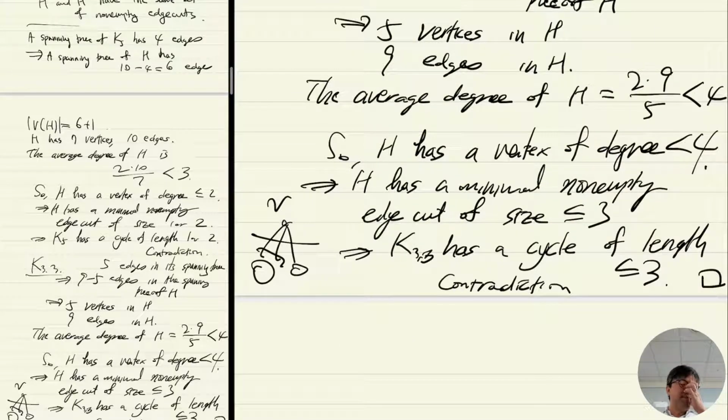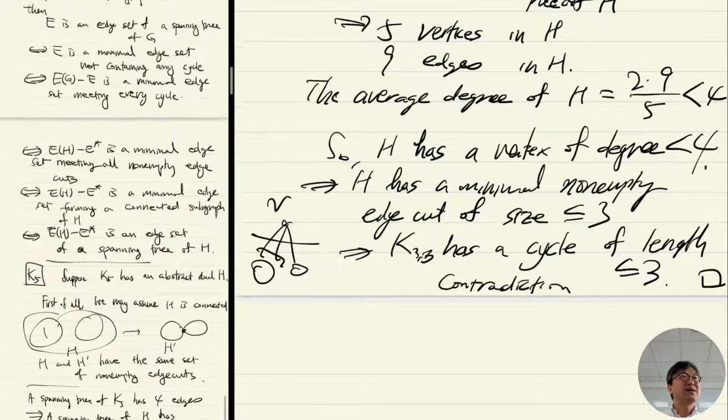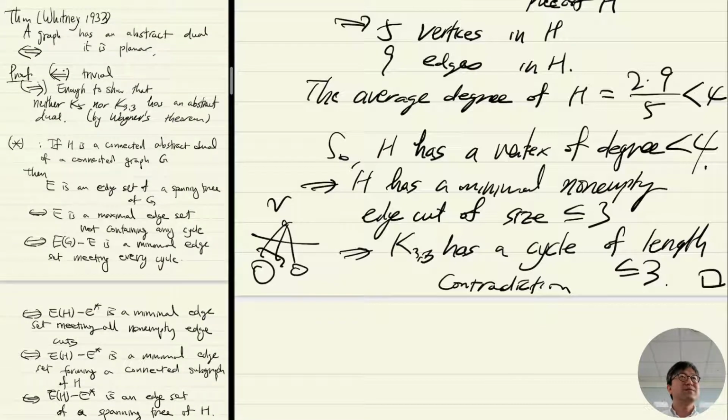Alright, so that proves Whitney's theorem. The graph has an abstract dual if and only if it's planar. So this is somewhat disappointing, right? Because initially we built the theory of abstract dual to extend the theory of geometric dual, but now this shows that you have nothing but planar graphs. Okay, so that's the ending of planar graphs. In the next lecture we will talk about graph coloring.